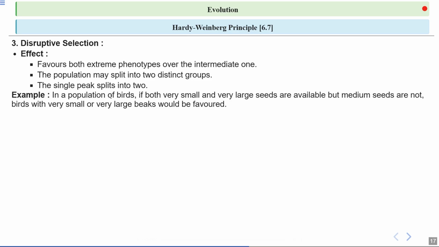Example is in a population of birds, where both small and very large seeds are available, but medium seeds are not. Birds with very small or very large beaks would be favored. So, in an area, there were two kinds of seed present: very small seeds and very large seeds. Medium seeds were not present. So, only those birds survived which had very small beaks or very large beaks. Medium sized beaks didn't survive. They were not selected because medium sized seeds were not available in that area.